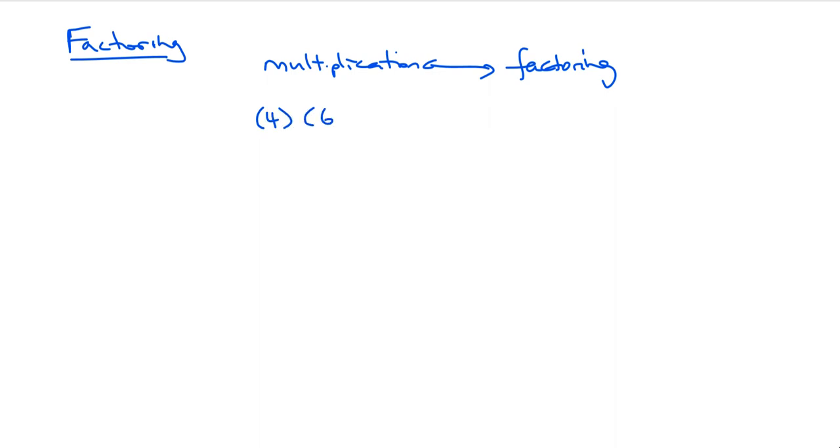Let's do a quick explanation of what factoring is. We know about multiplication, and factoring is backwards of multiplication. For example, if I said 4 times 6 is equal to 24, that would be multiplying. Factoring would be: I have 24. How can I write it as something times something?